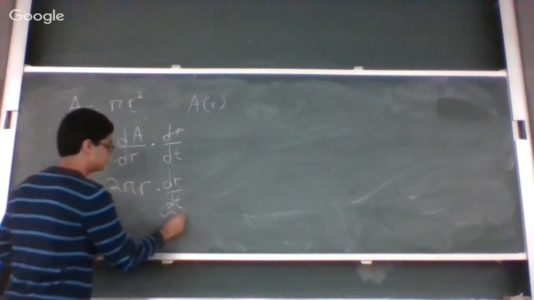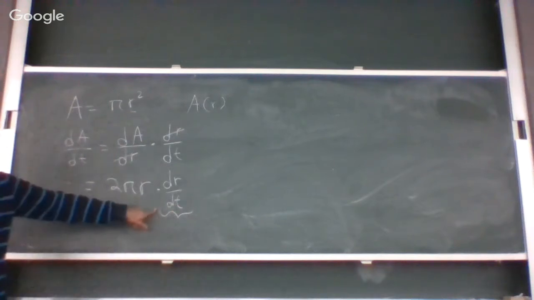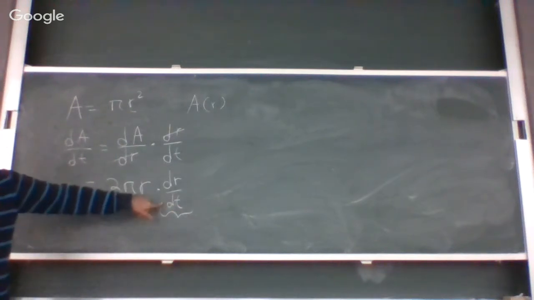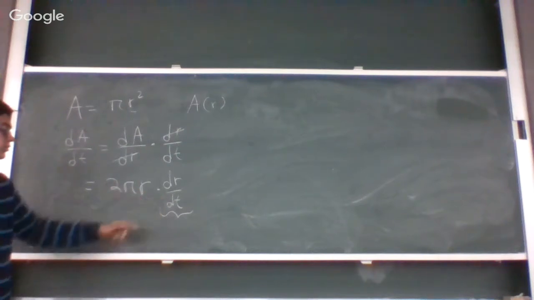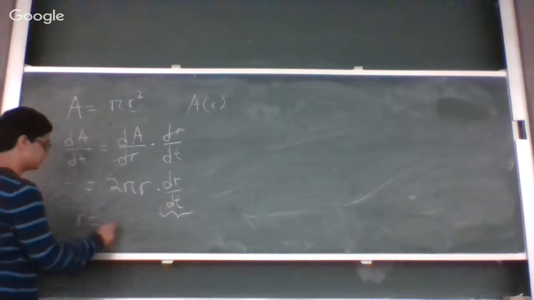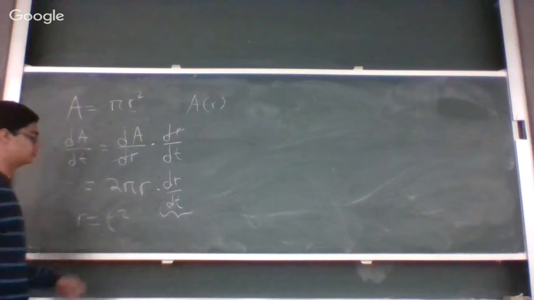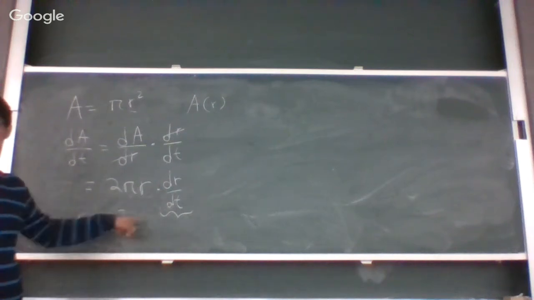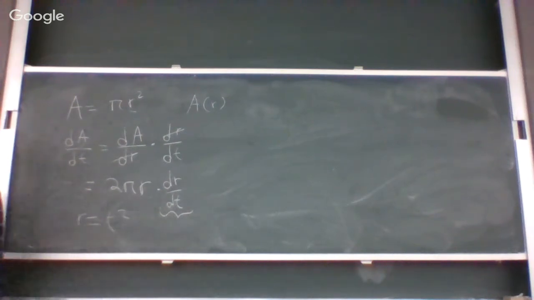And they could give you dr dt, the rate at which the radius is changing. They could give you a function. They could say r is changing with t squared. So you do the derivative of this. Yeah? Did that make sense to everyone?